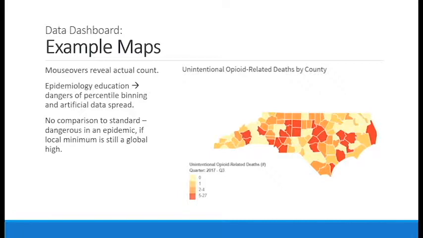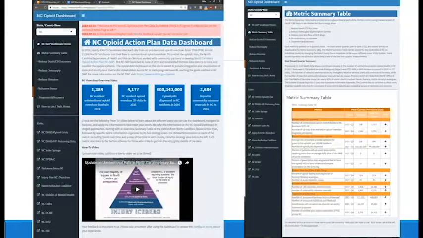These mouse over so you can see the actual data. But from an epi point of view, percentile binning makes really nice looking maps. But if we're in an epidemic, who's low here? Who's seen? In this case, last quarter you didn't have deaths. Congratulations. But it used to be that was the norm.